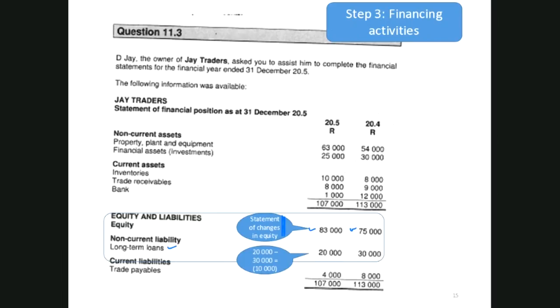With the long-term loan, the balance was 30 and it's now 20, which means we've repaid 10,000, which would be an outflow of cash. If this amount had gone up, it means we would have borrowed more money, which would have been an inflow of money for the business. But when it goes down, it means we've repaid some of the money we owed, which is an outflow.